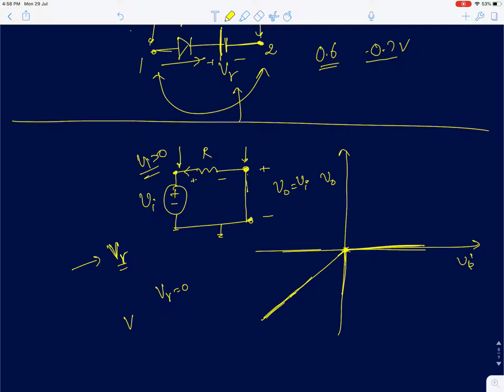If I assume a finite V gamma, then until your input voltage reaches V gamma, your output is open circuit. After your input reaches V gamma, you can replace your diode with a voltage source of value V gamma.